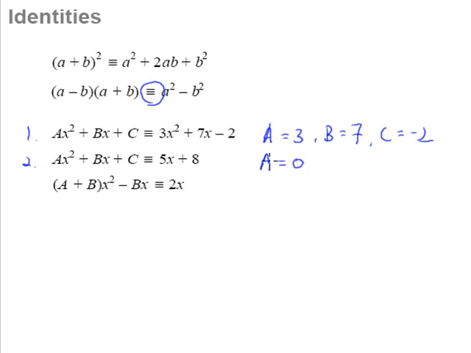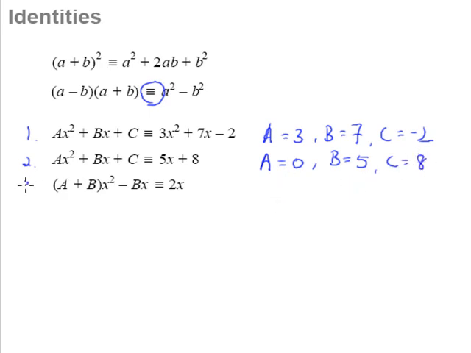Because there's no x squared on the right hand side, when you compare the coefficients, it must be a 0x squared, and therefore a is equal to 0. And of course by now you should know that b is equal to 5, and c is equal to 8, and so on and so forth.